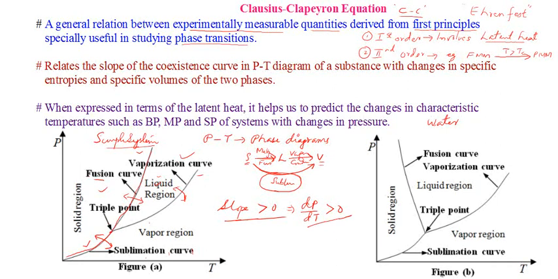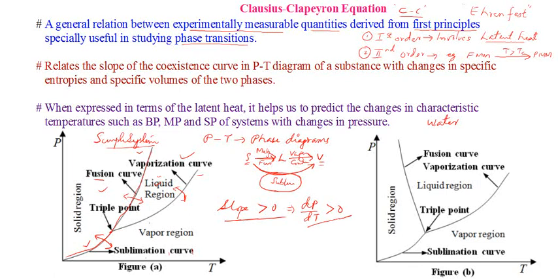Even though the slopes are different, all three curves are slanted towards the right. It means that as you increase the temperature, the pressure also is increasing, right? But look at figure B, the curve for water. Both the sublimation curve and the vaporization curve are slanting towards the right, meaning those two curves have positive slope, but the fusion curve is slanted towards the left. What does it mean?